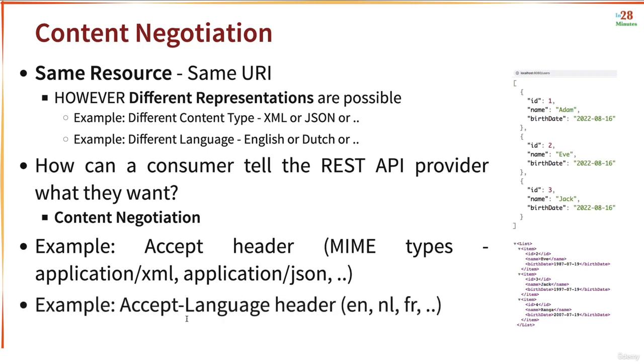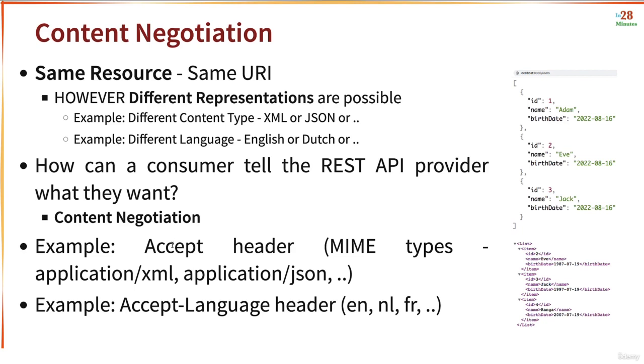Another example is to make use of the accept language header. As part of your request, in the headers, you can add a header called accept language. And you can tell, I would want English, or I would want Dutch, or I would want French. So basically, what we are talking about is the fact that for the same resource, you might have different representations. And in content negotiation, the consumer and the service provider negotiate with each other. The consumer tells the content provider what kind of representation they would want. I would want an XML response or a JSON response, or I would want the text back in Dutch language. And this is typically done using your request headers.